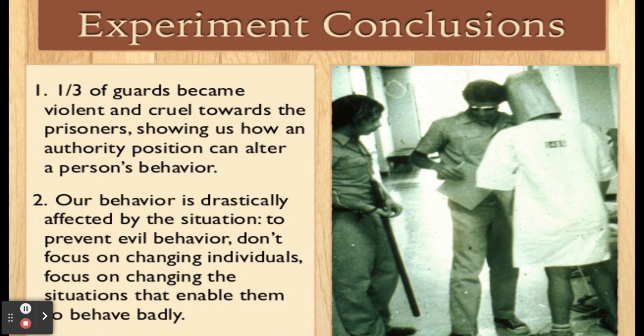So I'm going to skip to the next slide here because that other slide had a lot of information on it. So we had the experiment conclusions. One out of the three guards became violent and cruel towards the prisoners, showing us how an authority position can alter a person's behavior.